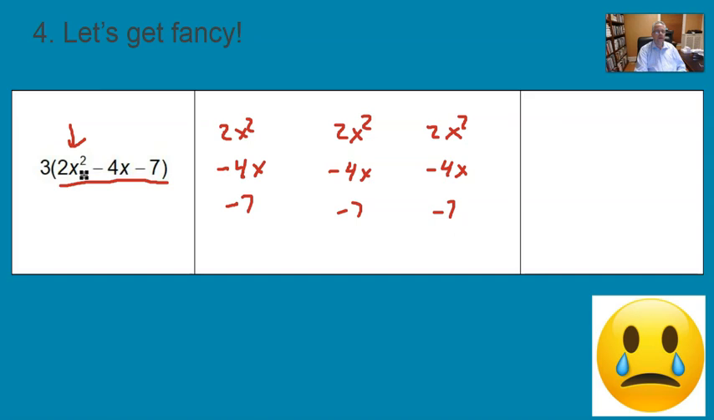3 times 2x squared, that's what we have here, 2x squared plus 2x squared plus 2x squared is 6x squared. We have 3 of these right here, minus 4x plus another minus 4x plus another minus 4x is minus 12x. Then we have 3 of these. 3 negative 7's adds up to negative 21.